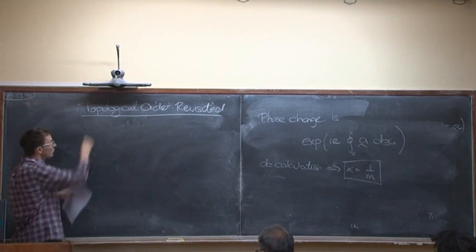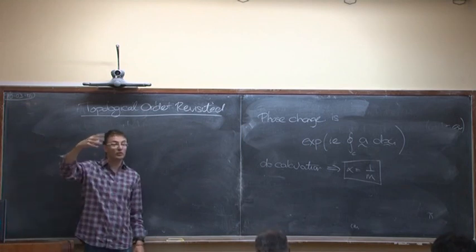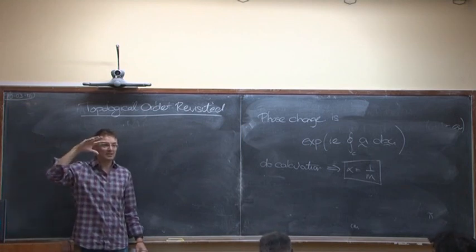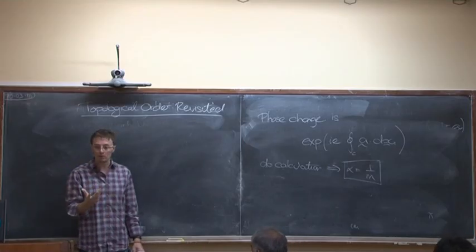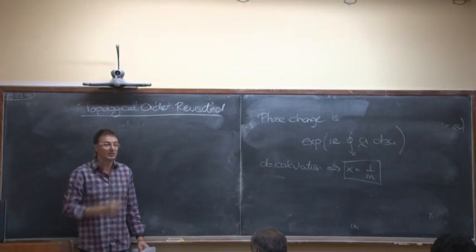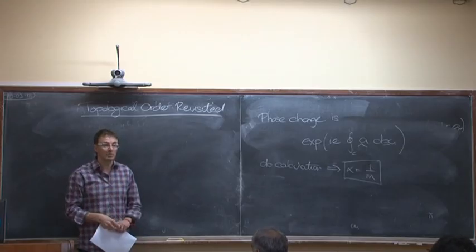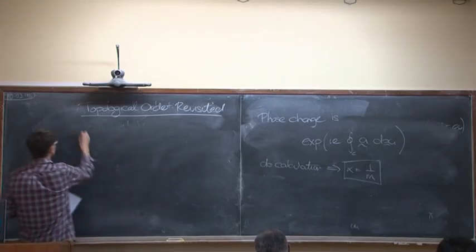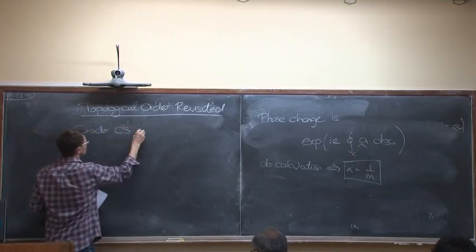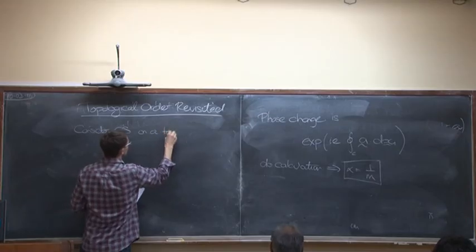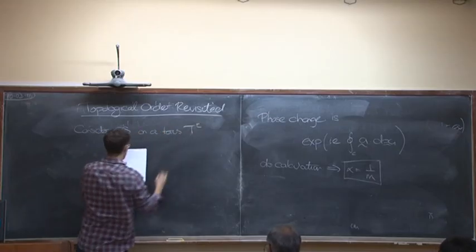Okay, so if you remember what topological order is, you take a Laughlin state, you put it on a torus, it has some number of degenerate ground states. Well, we argue this is just a very general ground that has to be communicated. It'd be nice just to see how that emerges from the Chern-Simons theory, and it's very easy. So let's consider the Chern-Simons theory on a torus T2.